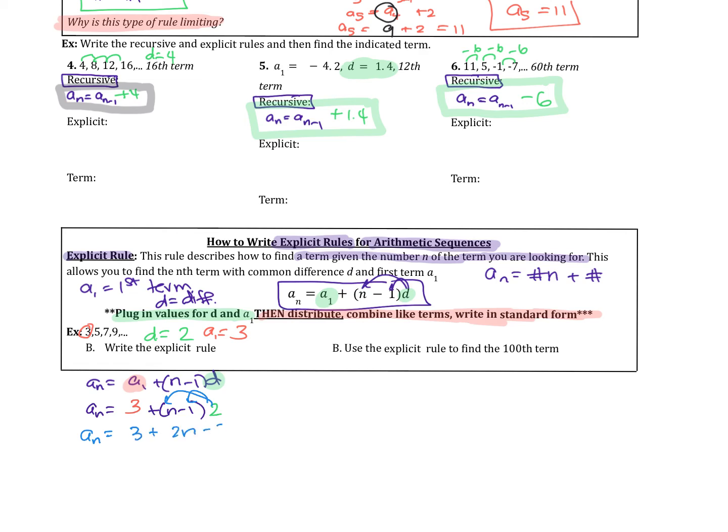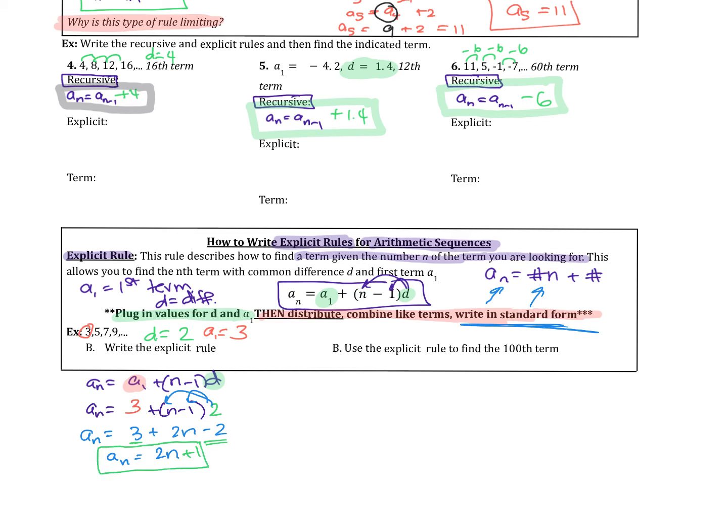2 times negative 1 is negative 2. And then we're going to combine like terms. And when it says write in standard form, that means your n term should come first. So 2n, and then if I combine my 3 and my negative 2, I get plus 1.